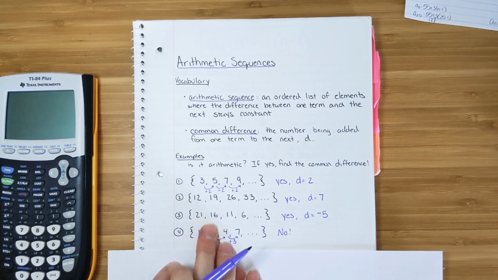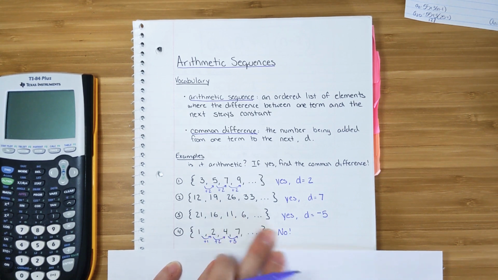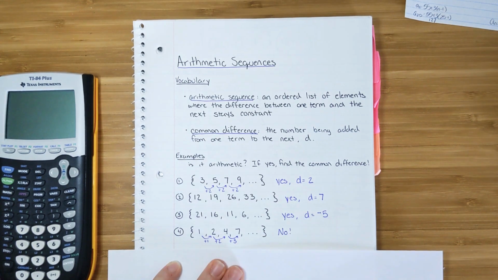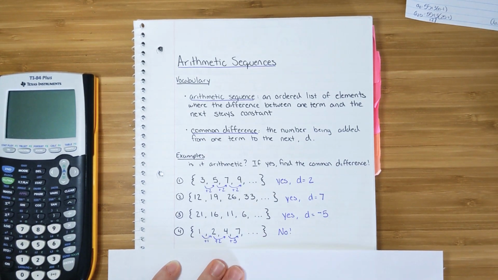So if I see subtract 5, subtract 5, subtract 5, then I know my common difference is negative 5 that I'm adding every time. Okay. Number 4 is not an arithmetic sequence.